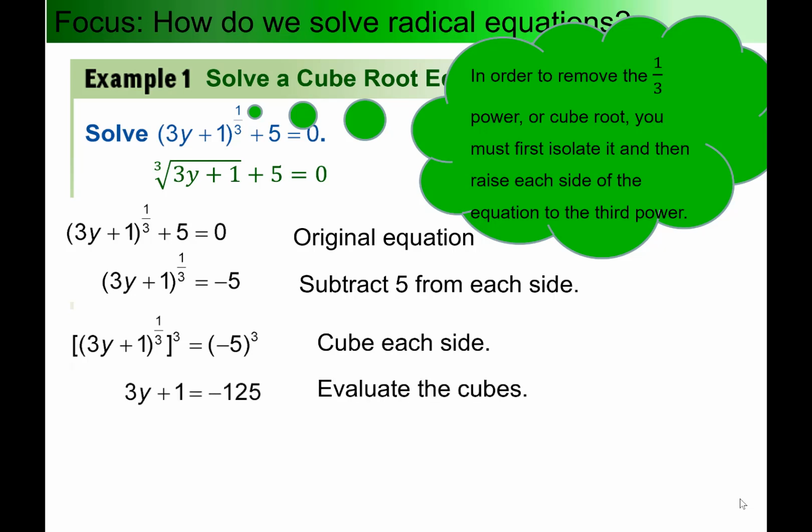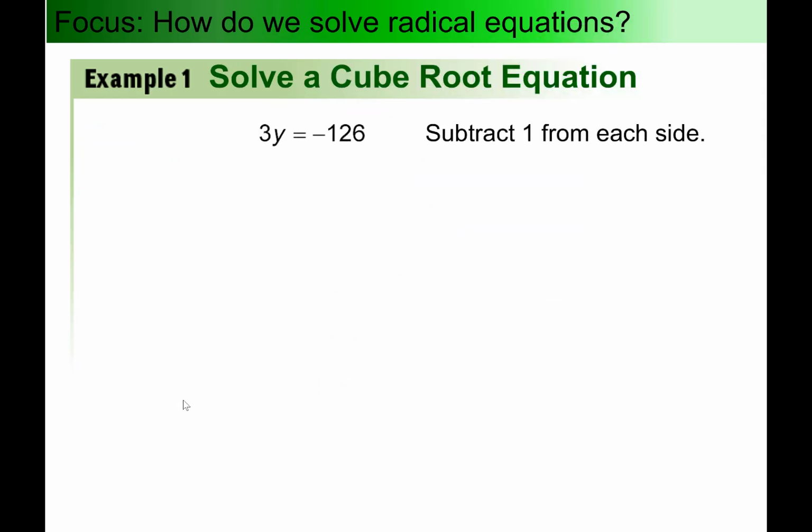We evaluate the cubes. When we multiply the 1/3 times the 3, we get 3 over 3, which becomes 1. So now the exponent is eliminated. We got rid of the radical, just like we were doing in yesterday's exercises. We can evaluate the cubes and now solve the equation that remains. Here, I subtracted 1 from both sides, divided each side by 3, and our solution is y equals negative 42.